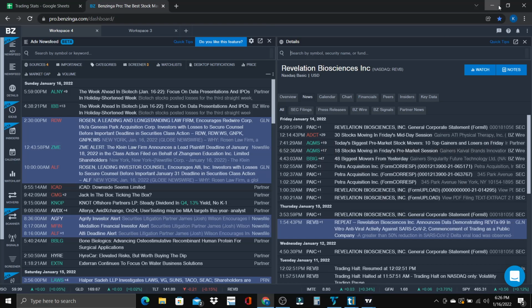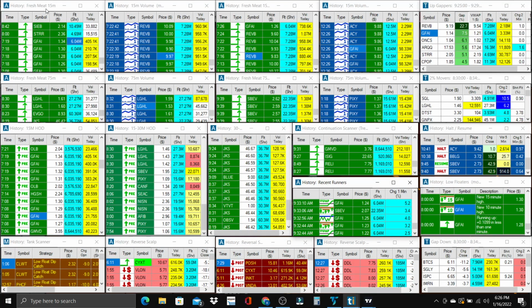So when I'm looking for something along the lines of fresh meat, what that means is something that's fresh, something that's new, something that's moving right now. Not something that was moving yesterday afternoon, not something that was moving a week ago. Fresh meat scans are supposed to find something that's moving right now and something that's new. Hopefully, it has a PR attached to it, and if so, then we play it accordingly.